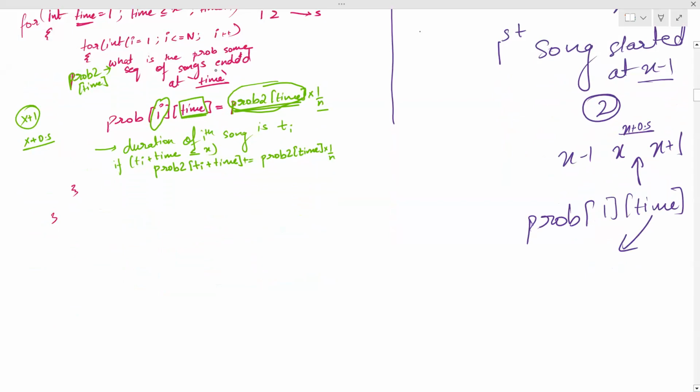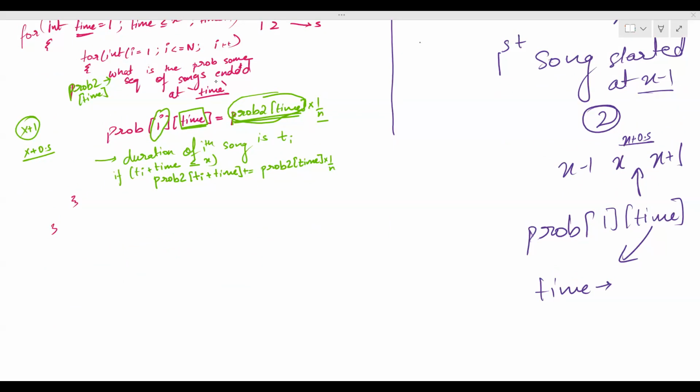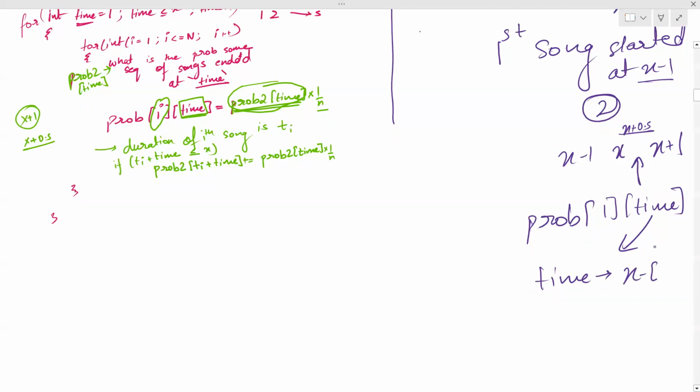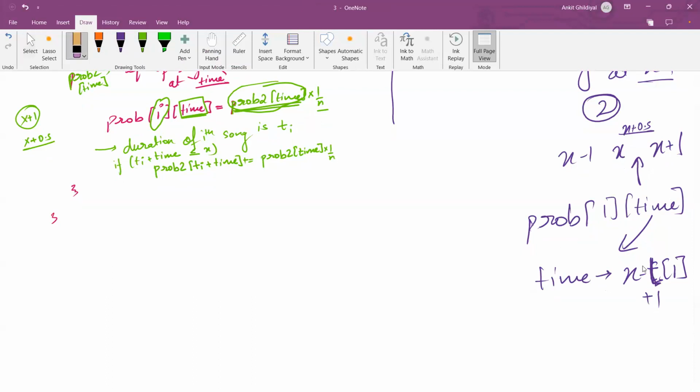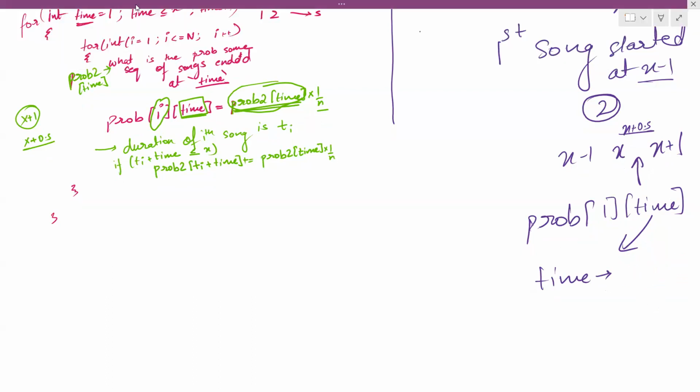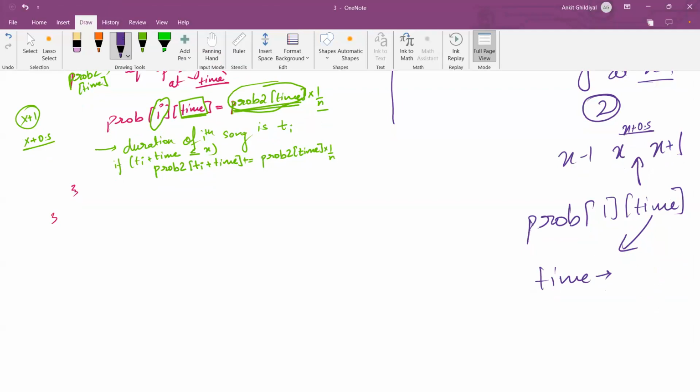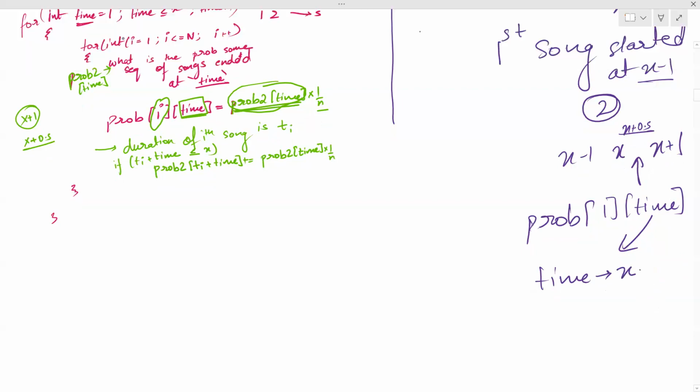And what will be my time? Time is nothing but, you need to go from x minus t1 plus 1, the duration of the first song, t1, plus 1. Why plus 1? Just give me a moment, I'll explain this. You need to go from x minus t1 plus 1 till x. So you need to find the summation of this.